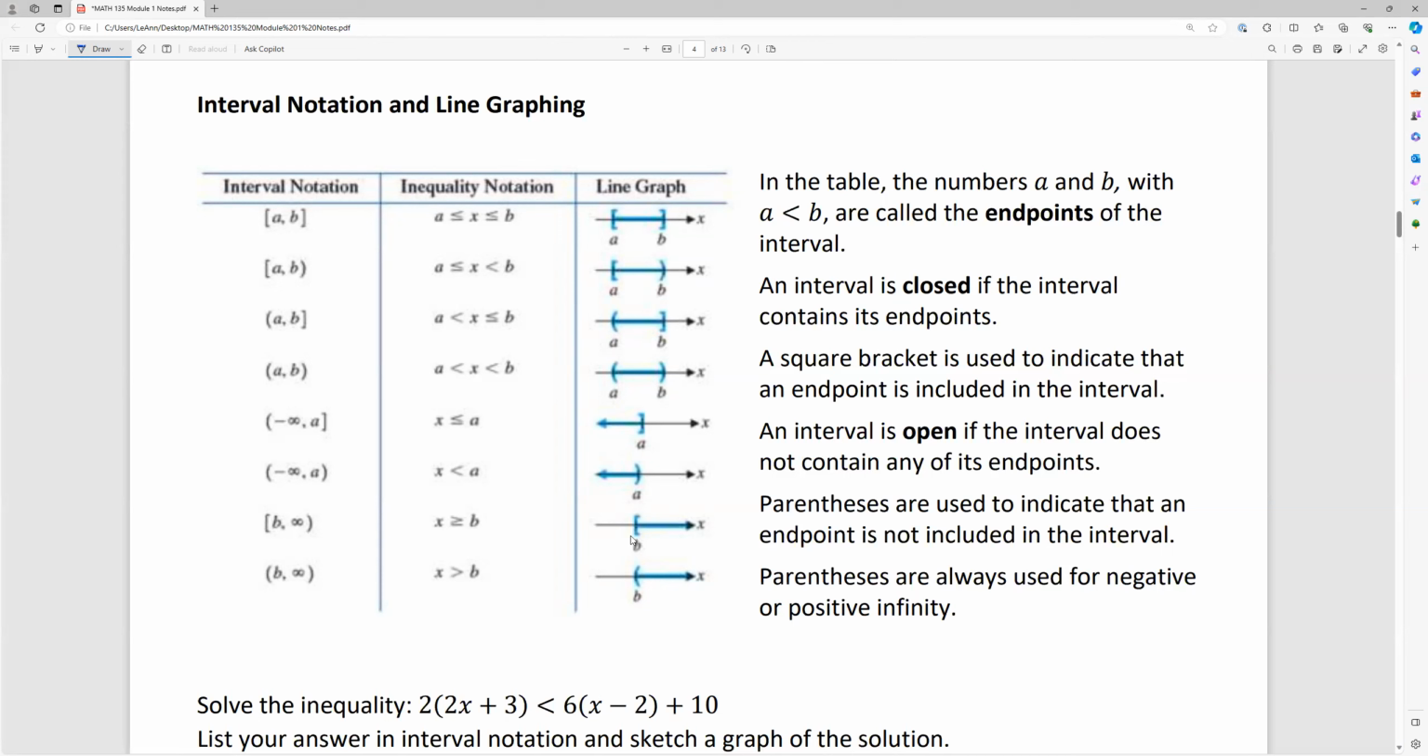And that can be on either side, so it can be half open, half closed. Parentheses are used to indicate that an endpoint is not included. Parentheses are always used for the infinity. So just summarizing what I said.